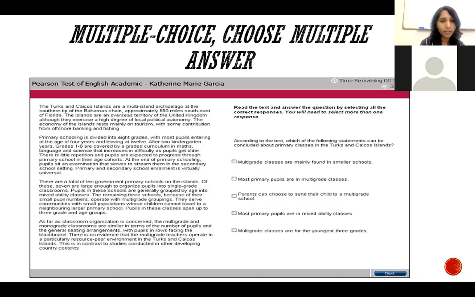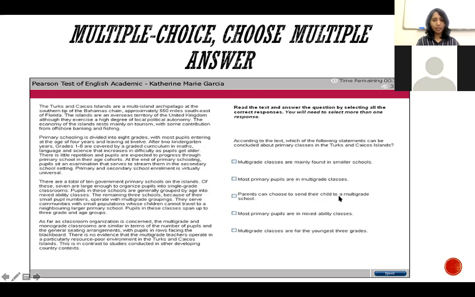About the primary classes, right? So there's nothing about classes here. What about the next one? Next paragraph. So is there anything from the primary, from this? We see that multi-grade classes are mainly found in smaller schools, or most primary pupils are in multi-grade classes. Yes, that could be our answer.